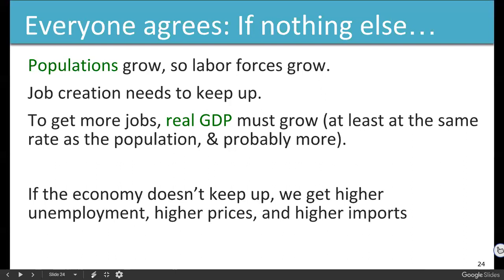So, we need jobs to be created in order to keep up with population growth. In order to get those jobs, real GDP has to grow. Businesses aren't going to hire more people unless they're going to make more stuff. If we're not going to make more stuff, we're not going to hire more people, there is going to be no job creation. So something needs to happen to spur on the growth in real GDP. Stuff needs to be getting made, and it needs to grow at least as fast as the population, probably more so, due to efficiencies and other details we're not going to get into. Because if real GDP is not growing at the same rate as the population, we're going to get unemployment, we're going to get higher prices, we're going to get higher imports, which means even fewer jobs here in the United States.